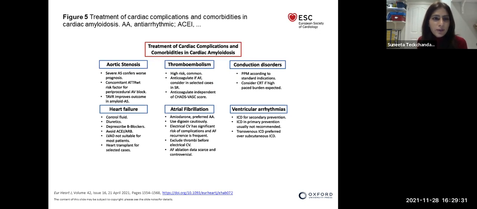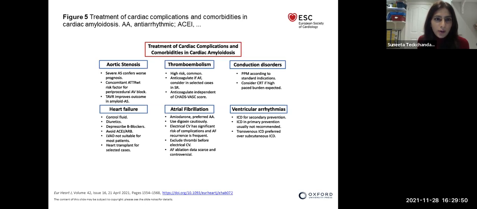Heart failure, again, more or less similar. Heart failure management: controlling fluid, diuretics, beta blockers, ACE inhibitors, ARBs, with our 4-pillar management for heart failure with all the newer drugs coming up, and considering a few other procedures for these patients.